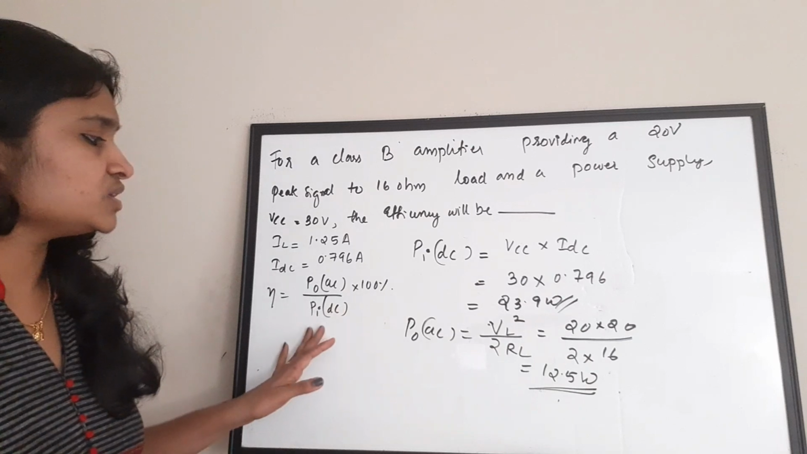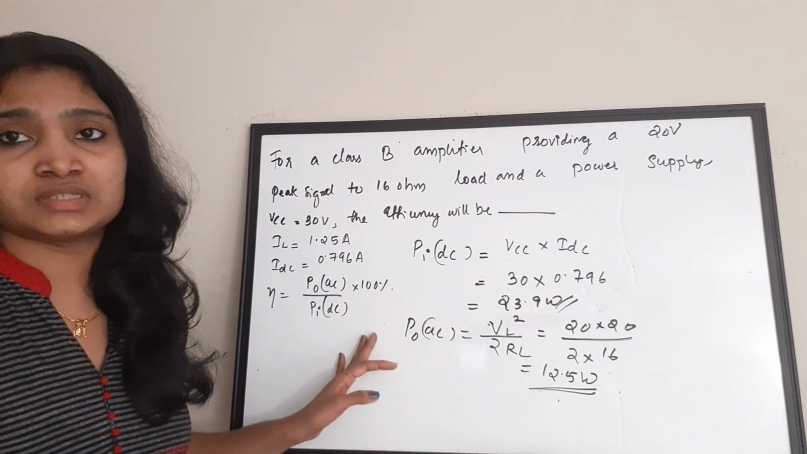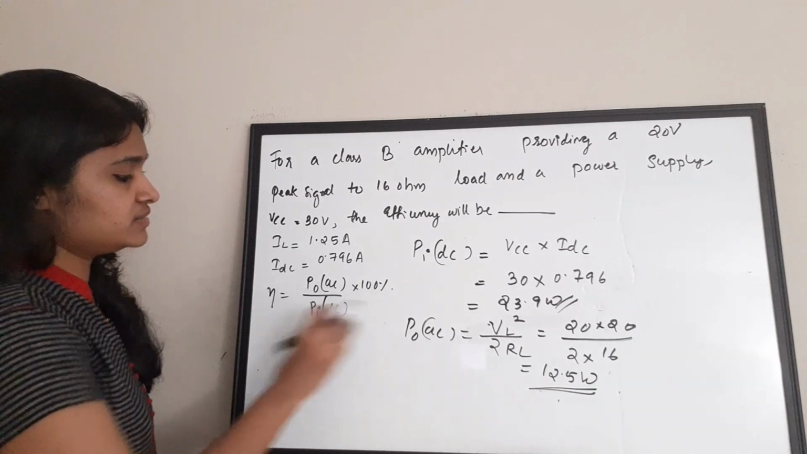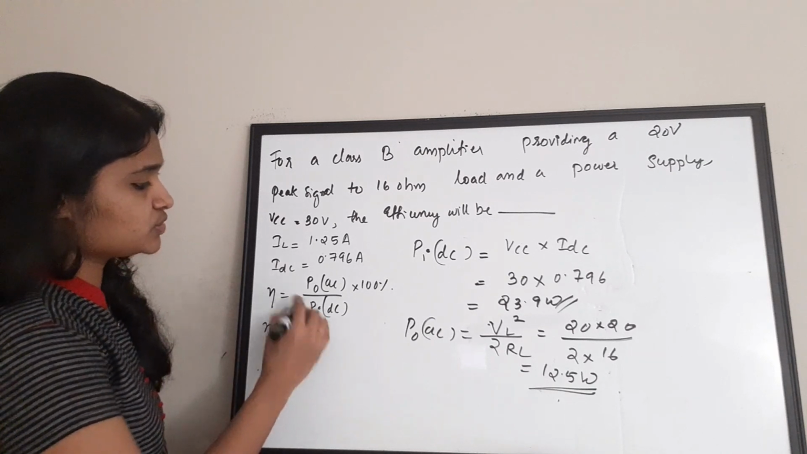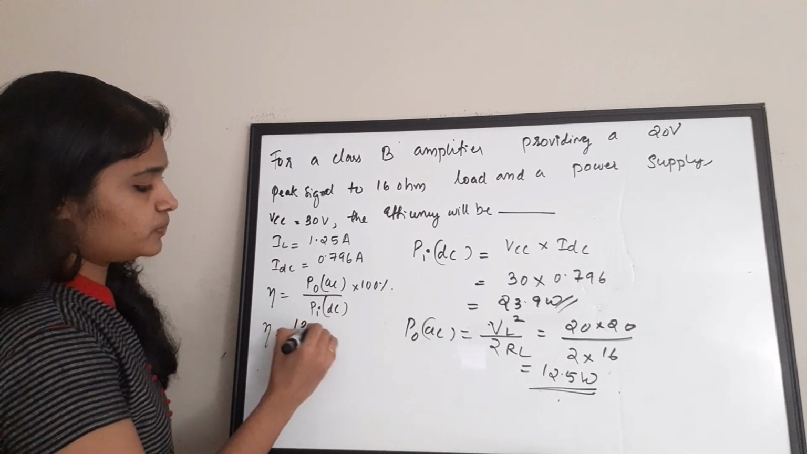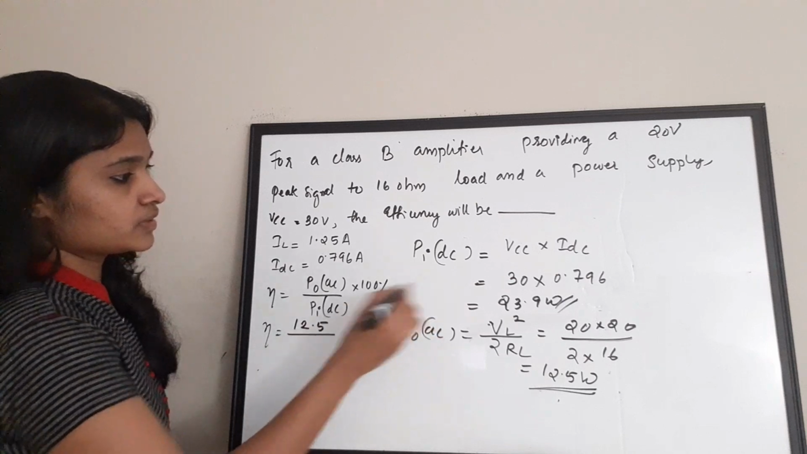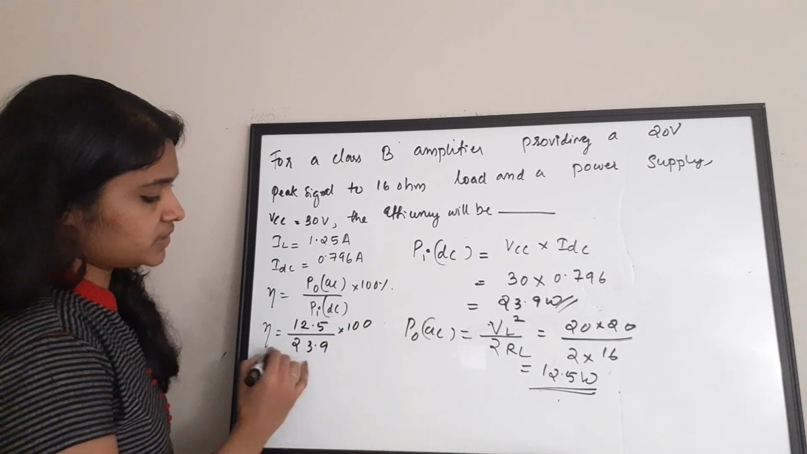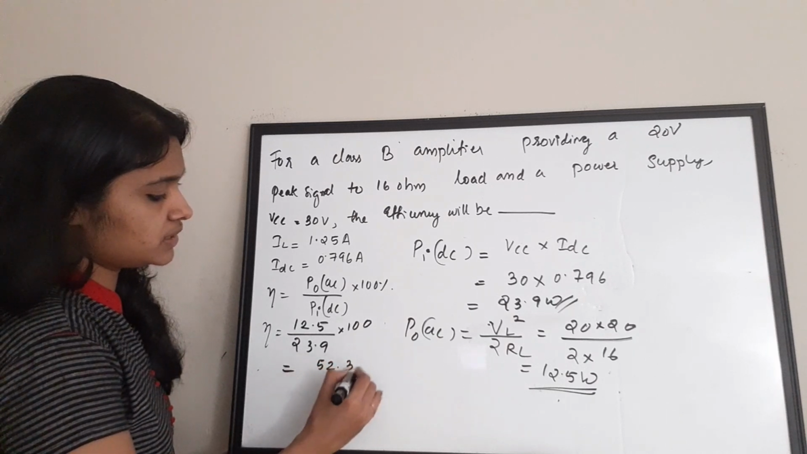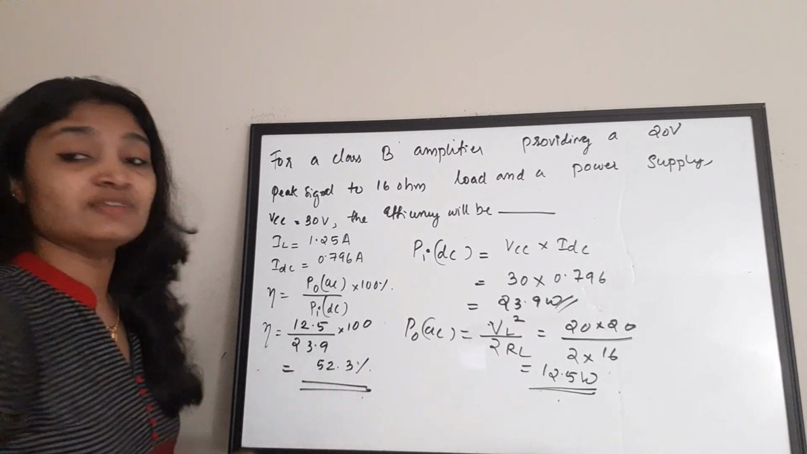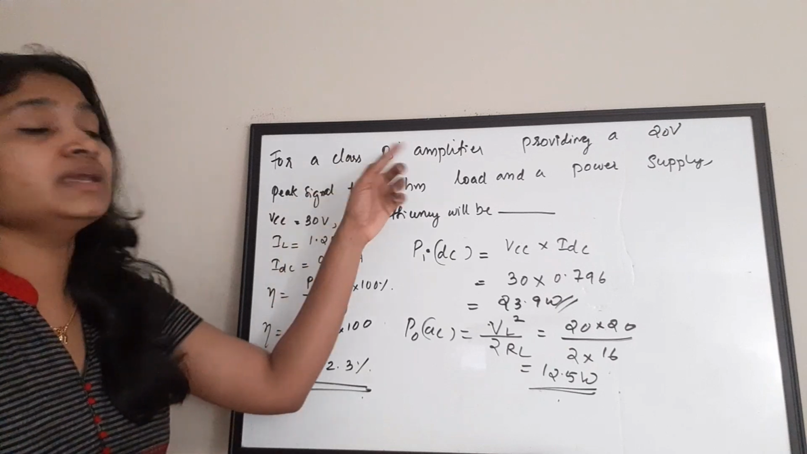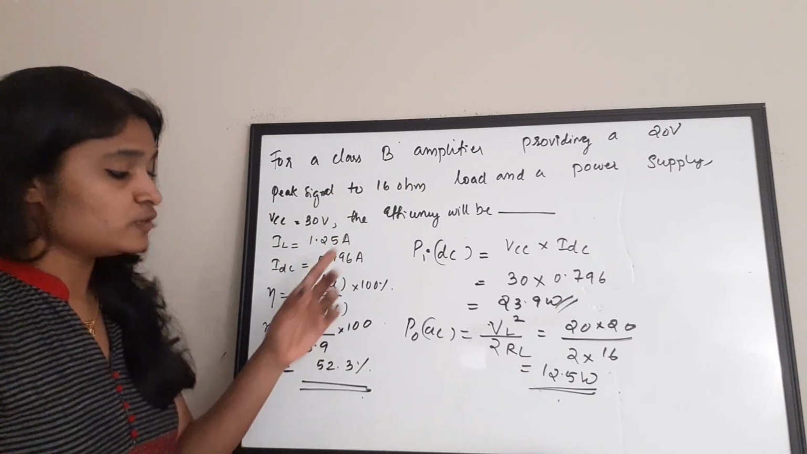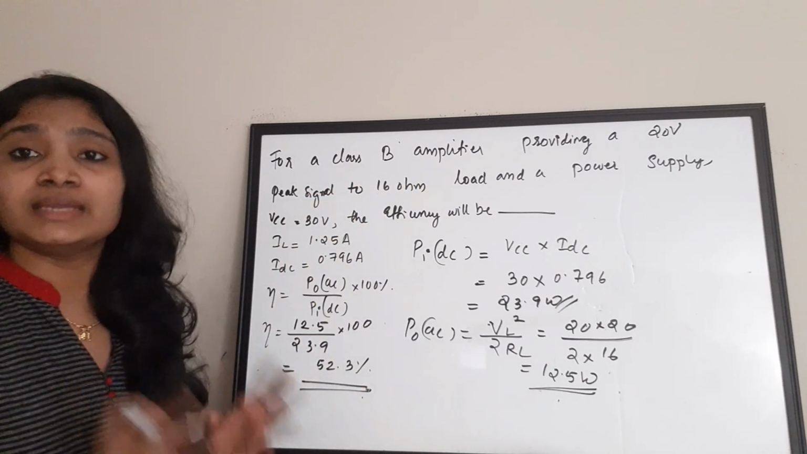So substitute in this equation directly, and we can find the efficiency. I am going to substitute the values in this equation. Eta is equal to 12.5 by 23.9 into 100, and the answer obtained is 52.3%, which is the efficiency of this class B amplifier. So the correct answer is 52.3, the eta or efficiency.